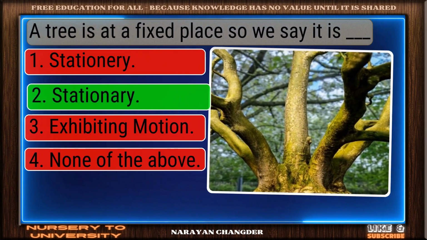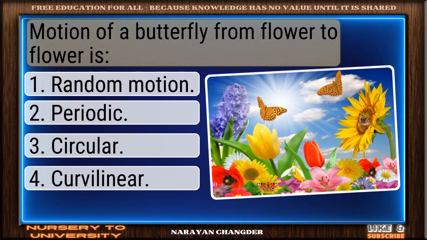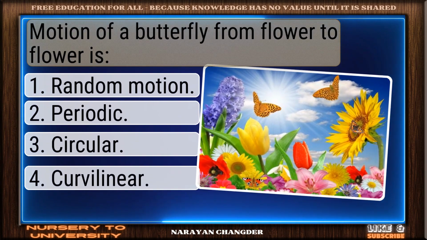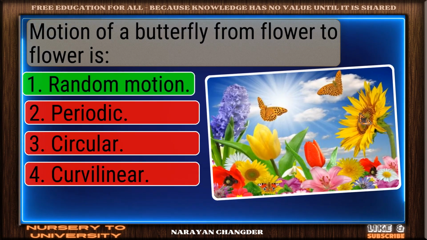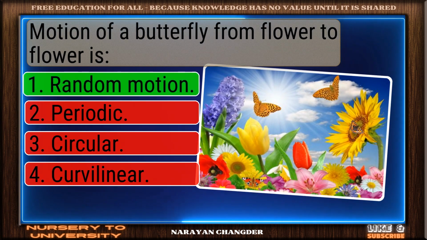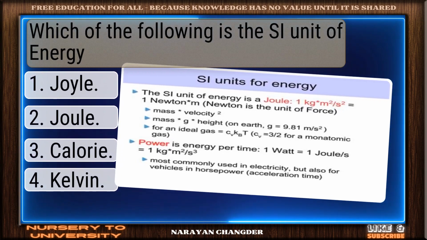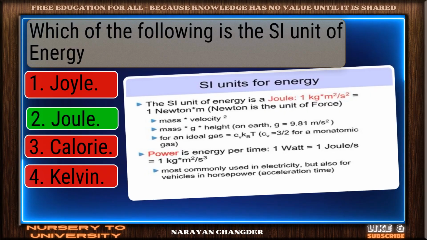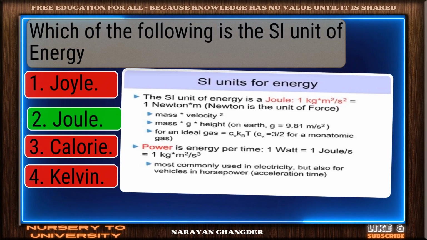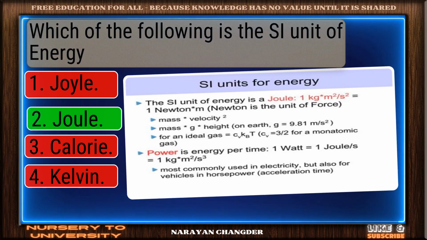Excellent. Stationary is a brilliant choice. Motion of a butterfly from flower to flower is random motion. Correct response. Random motion is the most accurate answer. Which of the following is the SI unit of energy? Clear logic. Your choice, Joule, is sound and 100% true.